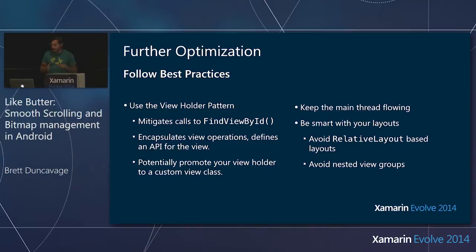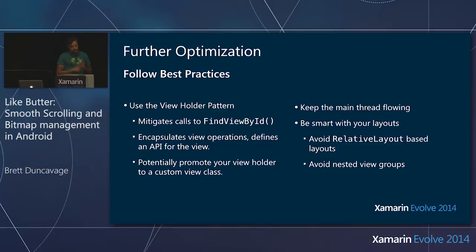But on top of that optimization, it also encapsulates your view operations. So you're starting to define an API for the view. Like in our app, we have this list item view class that we use all over the place because we want to have consistency and reusability. So rather than just using a view holder, you can evolve that into a custom view, which is pretty easy to do. And I have an example of that I'll show. And always keep the main thread flowing. Try to always offload work to background threads where you can do it. Just be as fast as possible.